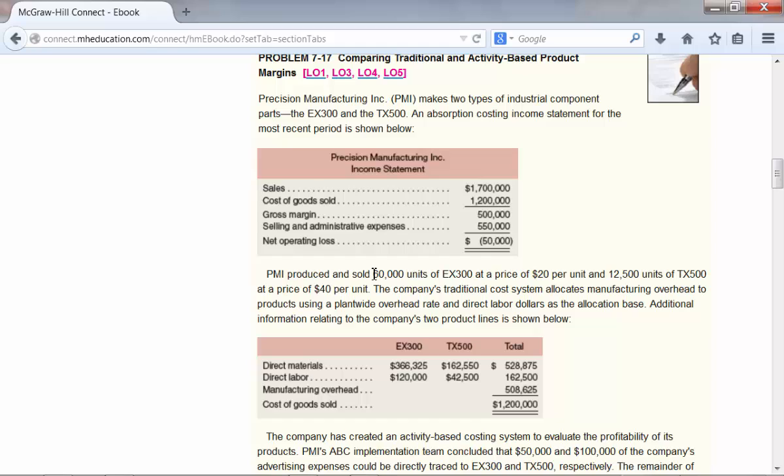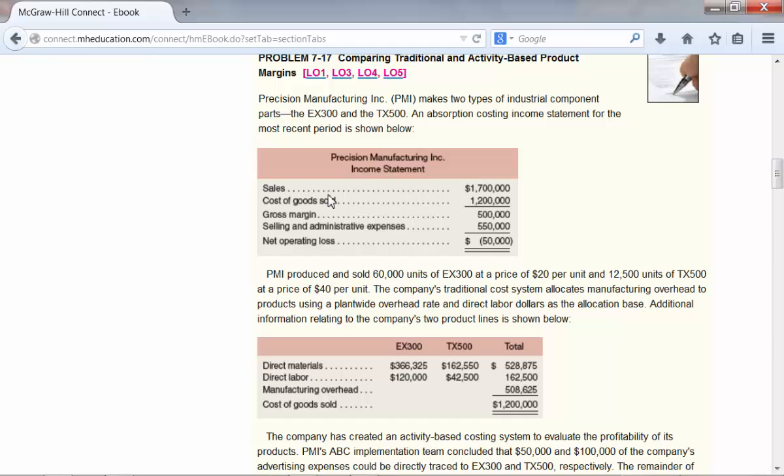So we have this company here, Precision Manufacturing, and they make two types of industrial component parts, the EX300 and the TX500. And there's an income statement for the most recent period using the traditional method of costing, absorption costing. So you can see they have a $50,000 loss as a whole. Now the question is, which of these products is causing them to lose money, or are both of them causing them to lose money? But you can't tell that using absorption costing, right? You see the $50,000 loss, but you don't know if they are losing money on the E product or the T product, or both. Maybe they're losing money on both.